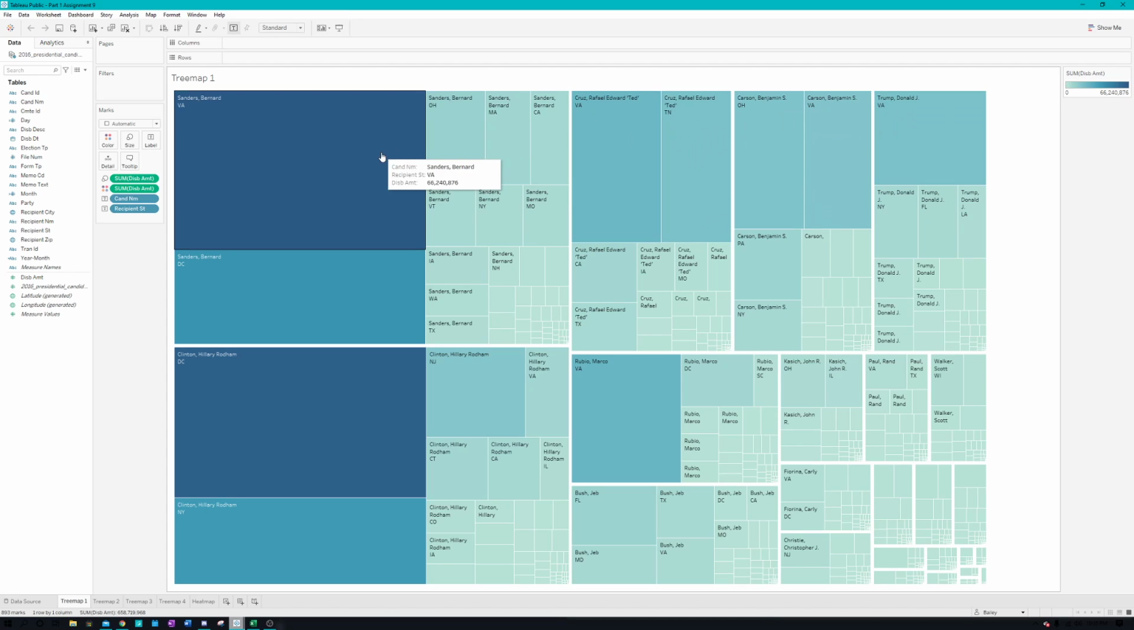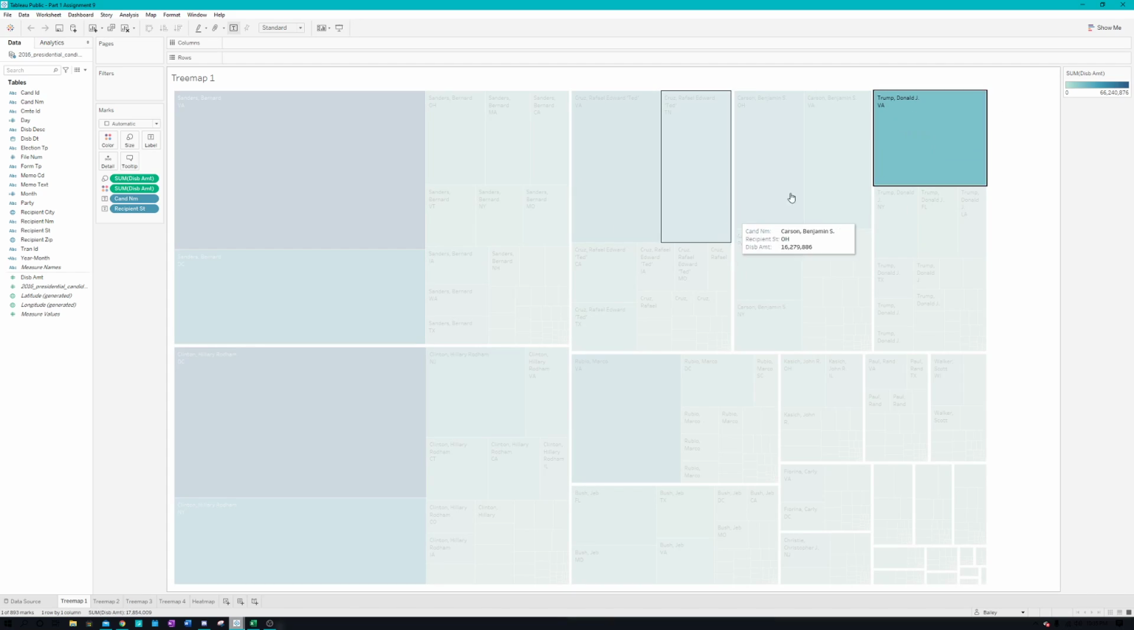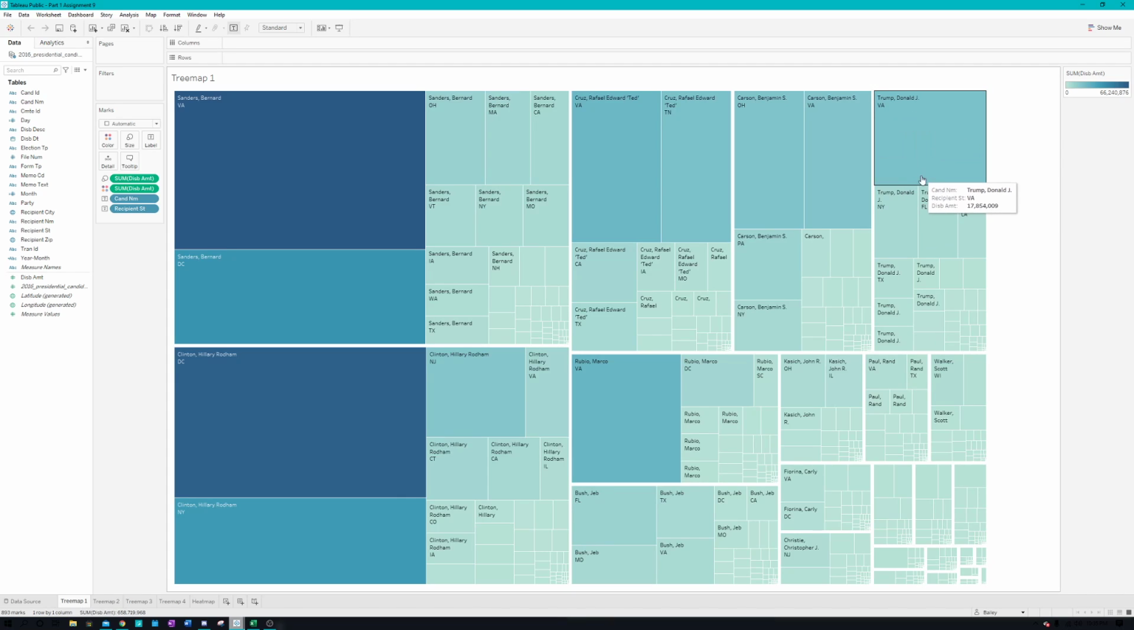But I also found it interesting that Donald Trump was ranked all the way back here, and we know he ended up winning. So it just shows that money isn't really everything. It definitely can help, but it really isn't everything.